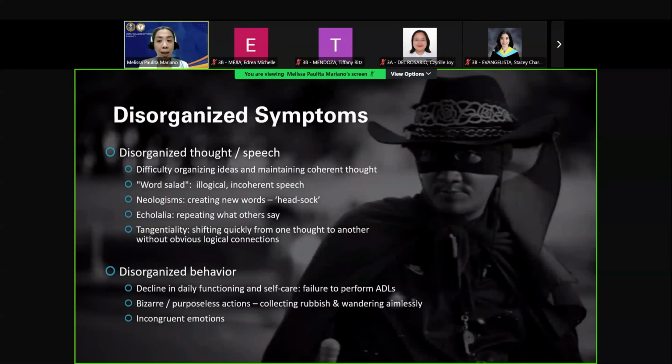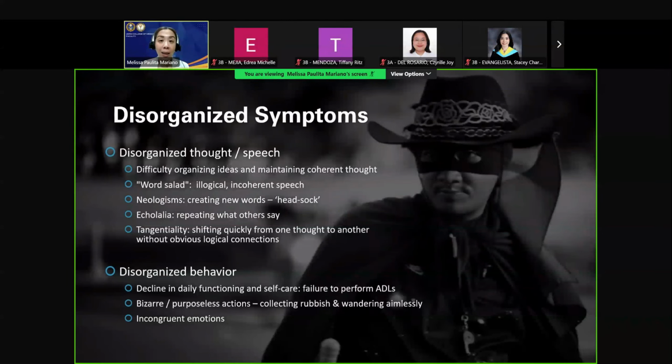Finally, we have disorganized symptoms, and disorganized symptoms are clustered into disorganized thought or speech. When you talk to a patient with disorganized speech, you will know that it comes from the inability of the person to organize their thoughts. When we talk, it's a reflection of how we think, and disorganized speech reflects the disorganization of the thinking process of a person with schizophrenia.